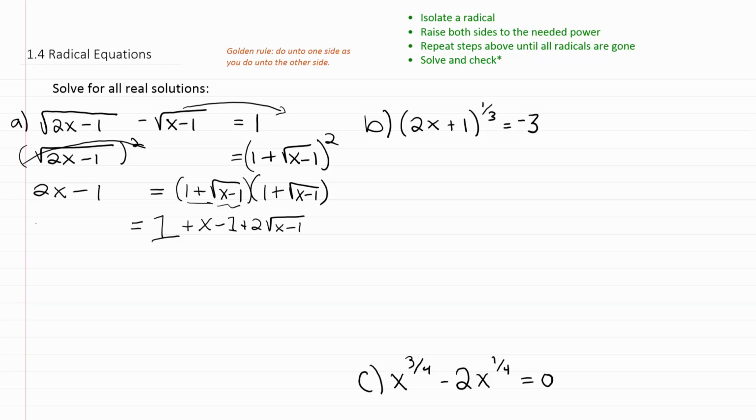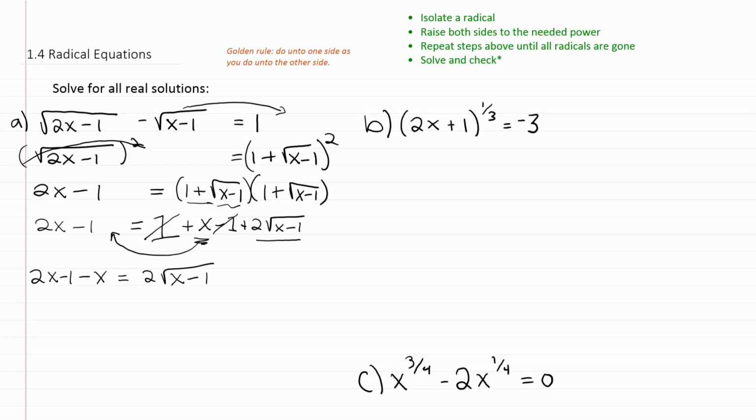All right, from there, we'll have 2x minus 1 on the left again, and we can cancel out some things here on the right. So we drop the 1 and the negative 1, and we end up having this x here that's next to this radical. Well, we want to remove the x to the other side so that we have the radical on the right-hand side isolated. So I'm going to have 2x minus 1 minus x is equal to just 2 times the square root of x minus 1.